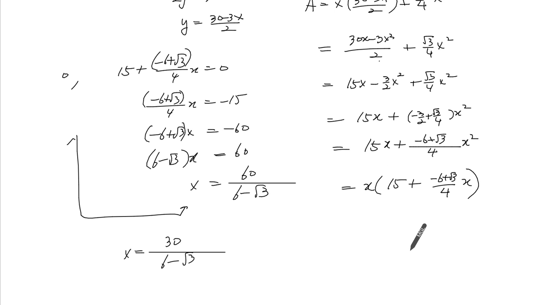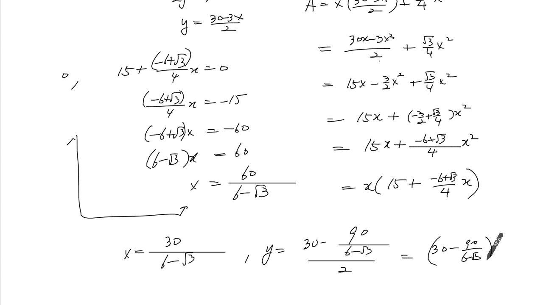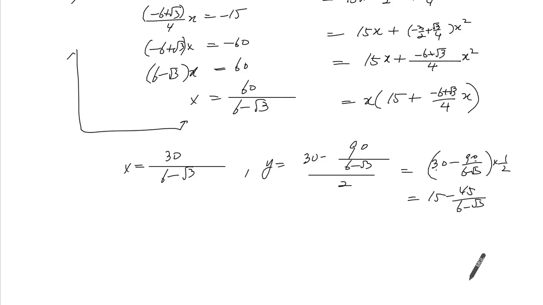It's just to find the dimension. So this is the dimension of x. For y, y is right here: 30 minus 3 times this. So if you multiply this by 3, you get 90 over 6 minus root 3, all over 2. So that's 30 minus 90 over 6 minus root 3, times a half. So you can divide this by 2 and this by 2: 15 minus 45 over 6 minus root 3.